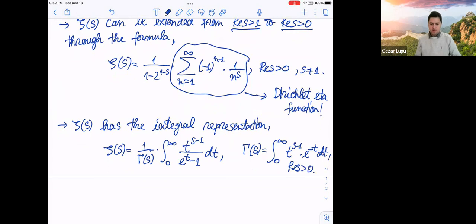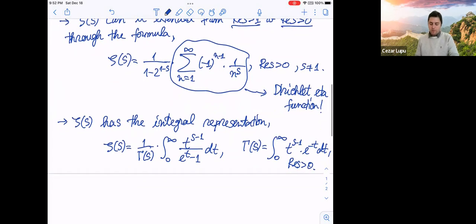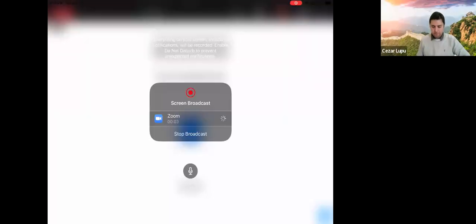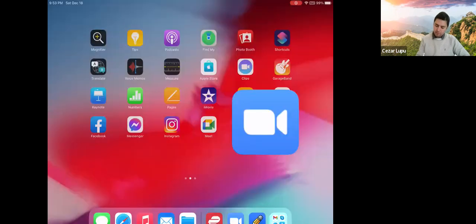Actually, it can be extended to zero as well. All right, so far we have these two properties. These are just basic properties, so they can be proven quite easily. But now the more important thing is that zeta has an analytic continuation to the entire complex plane.